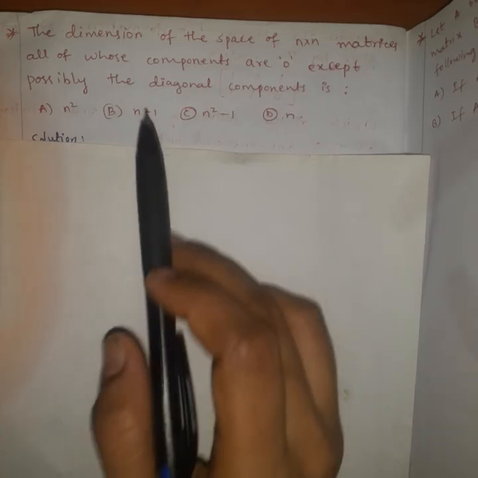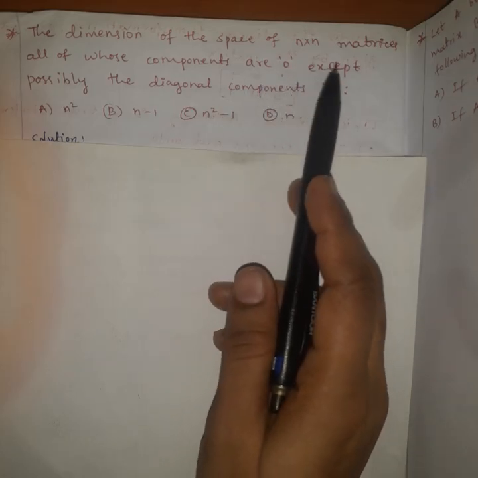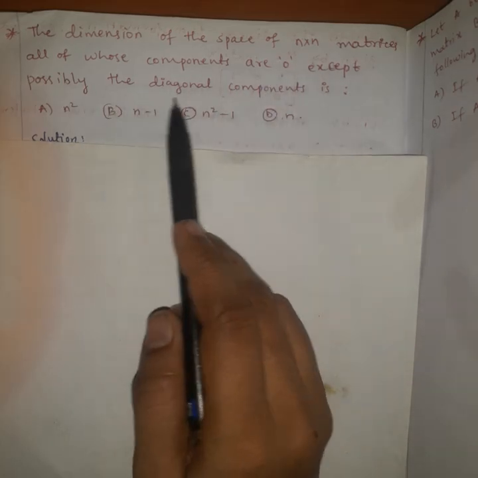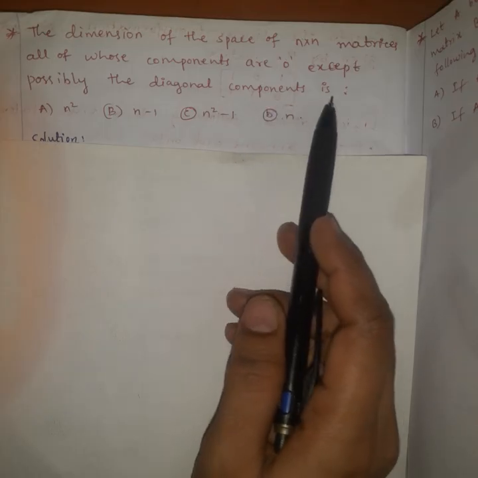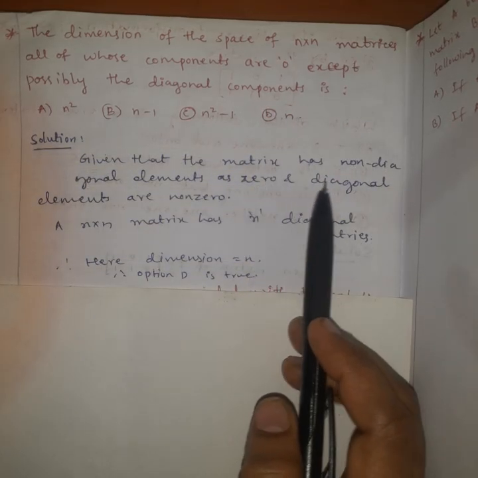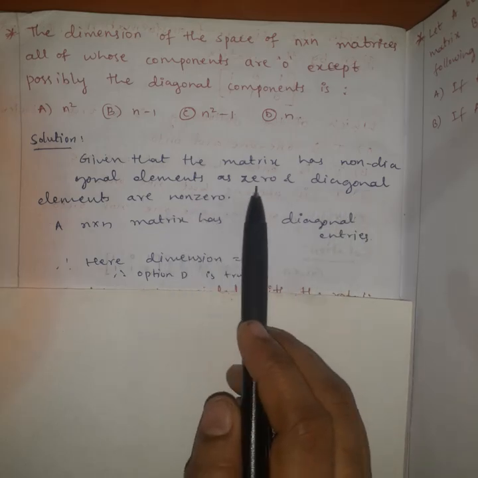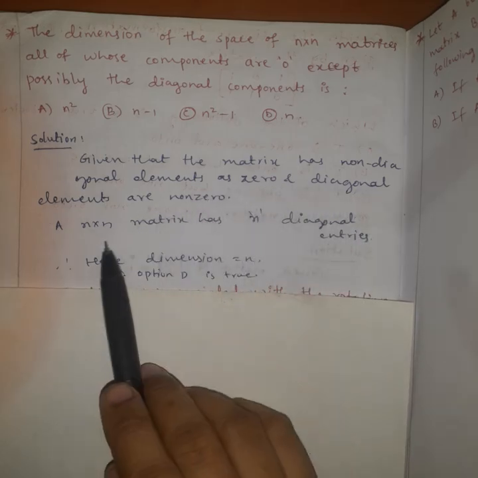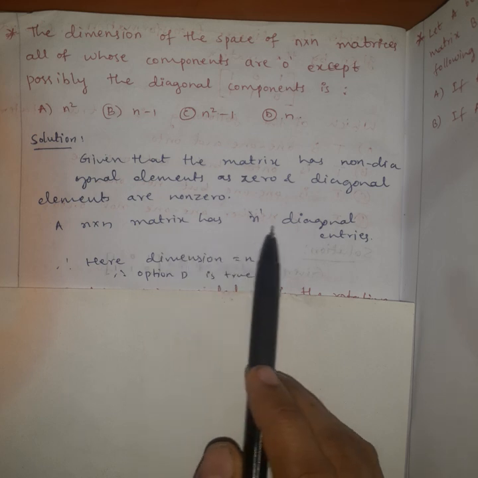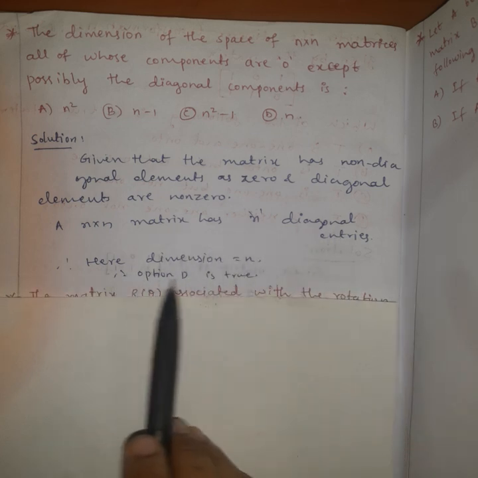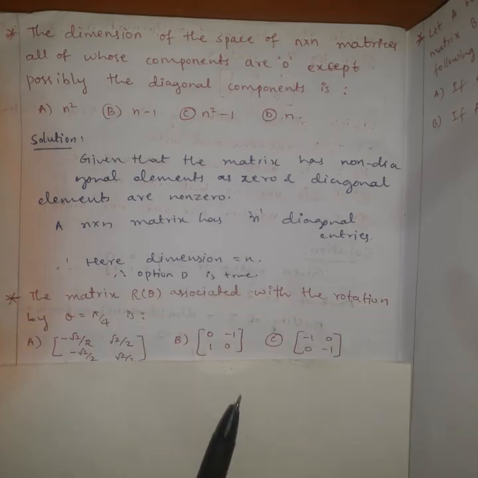Next question. The dimension of the space of n by n matrices, all of whose components are 0 except possibly the diagonal components, is. Given that the matrix has non-diagonal elements as 0 and diagonal elements are non-zero, an n by n matrix has n diagonal entries. Therefore, here the dimension is n. Option D is true.